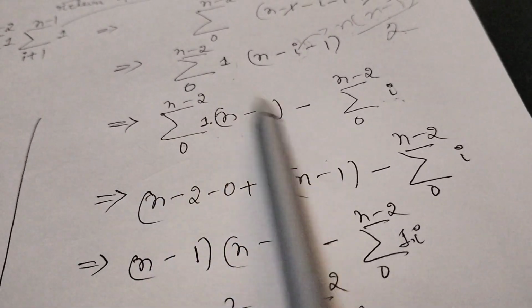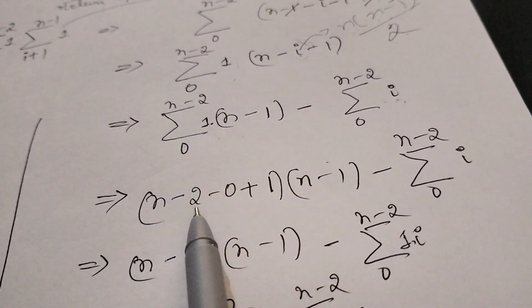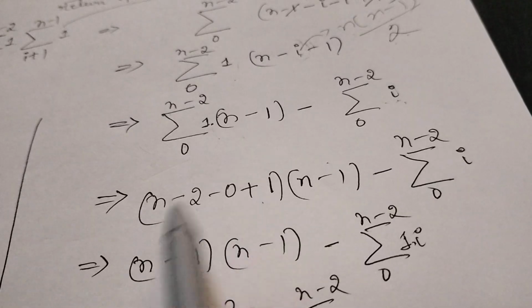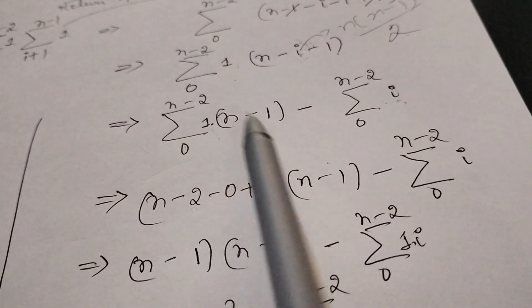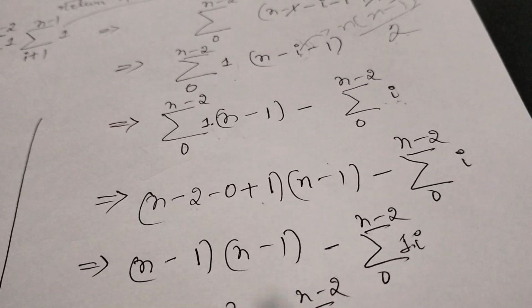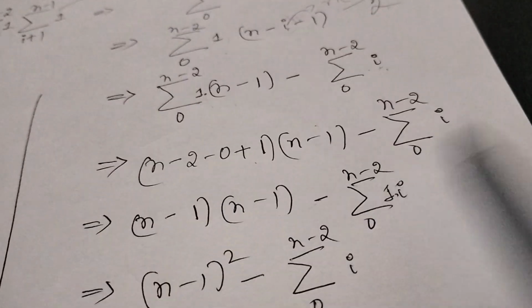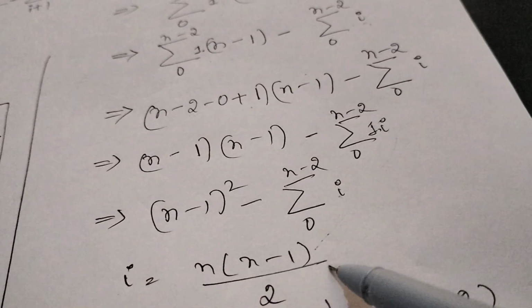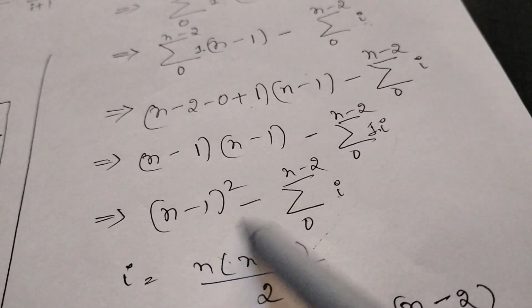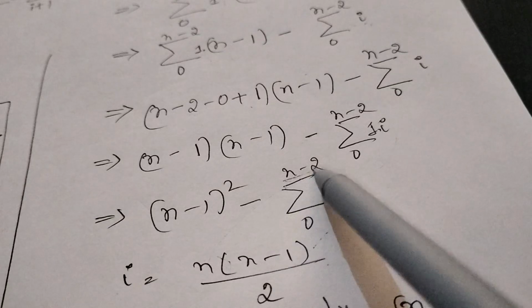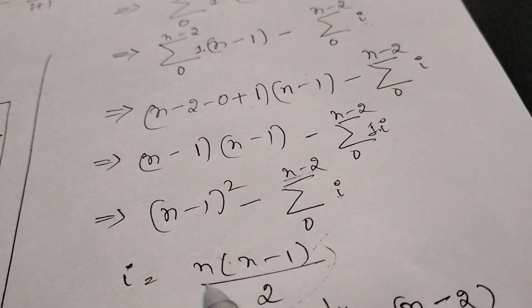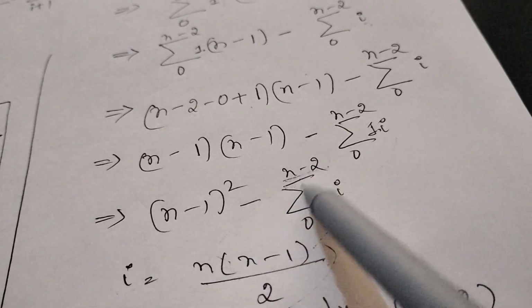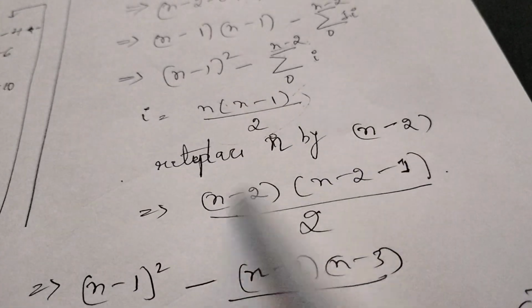So now for this, how can we write? The upper bound is n minus 2. You should subtract the lower bound 0, and add the basic operation, upper bound minus lower bound plus the basic operation, into n minus 1. So this will be n minus 1 into n minus 1, minus this one. Here you can put the direct value of the sum of i, n into n minus 1, but in place of n you are supposed to update the upper bound value. The standard equation for i is n into n minus 1 divided by 2, but here we have the upper bound value n minus 2, so n should be replaced with n minus 2. So we will get it in this format.